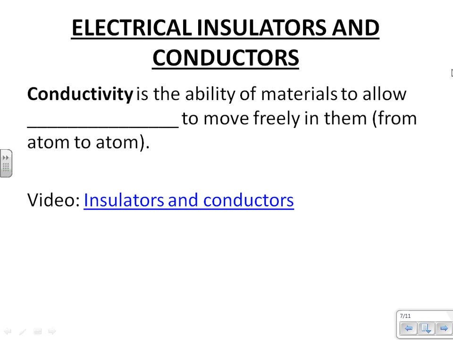All right, last little topic for today, electrical insulators and conductors. We've looked at conductivity before when we looked at physical and chemical changes, and you guys tested the conductivity of some substances. So conductivity now, you know, is the ability of materials to allow electrons to move freely in them from atom to atom. So if something will conduct electricity, it means the electrons can flow through them. If something cannot conduct electricity, it means that the electrons cannot flow through it.